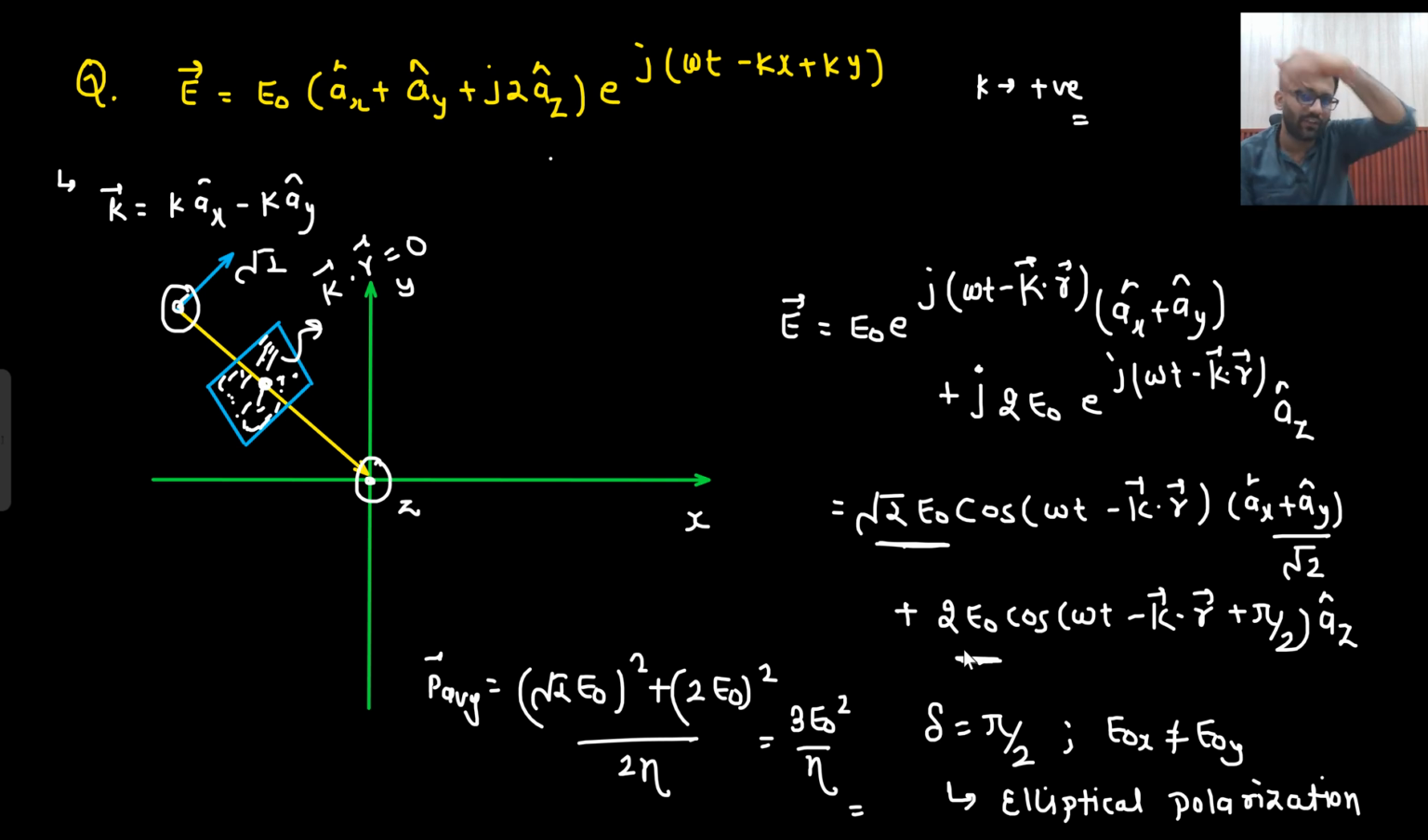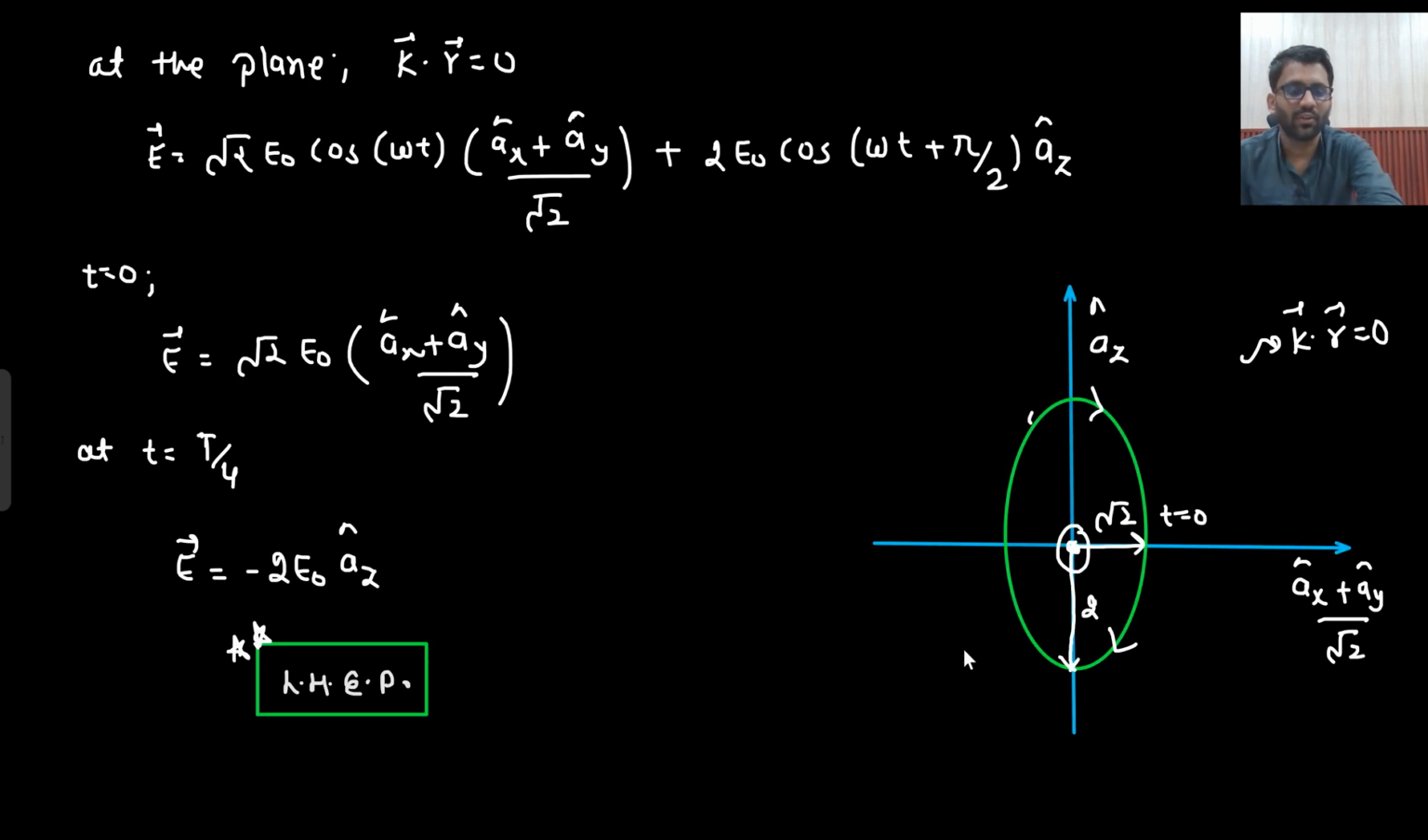So first you see how the wave is propagating, then you need to take a plane. So for that plane, k dot r will be equal to 0. So that term will be gone, minus kxy plus kx plus ky, that term will be gone. Only omega t term will be left. So you can make the cosinusoid function. If you make the cosinusoid function, you put t equals to 0, you put t equals to T by 2. Then you make this particular plane. On horizontal axis I am putting ax cap plus ay cap divided by under root 2, and on vertical axis I am putting az cap.